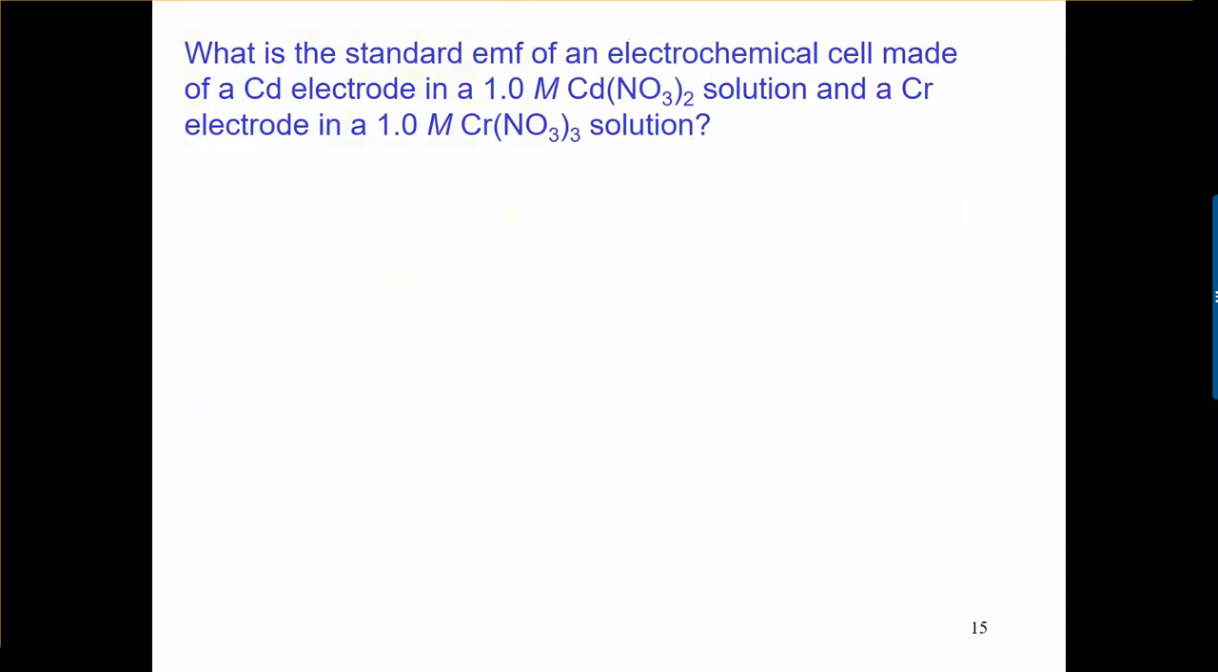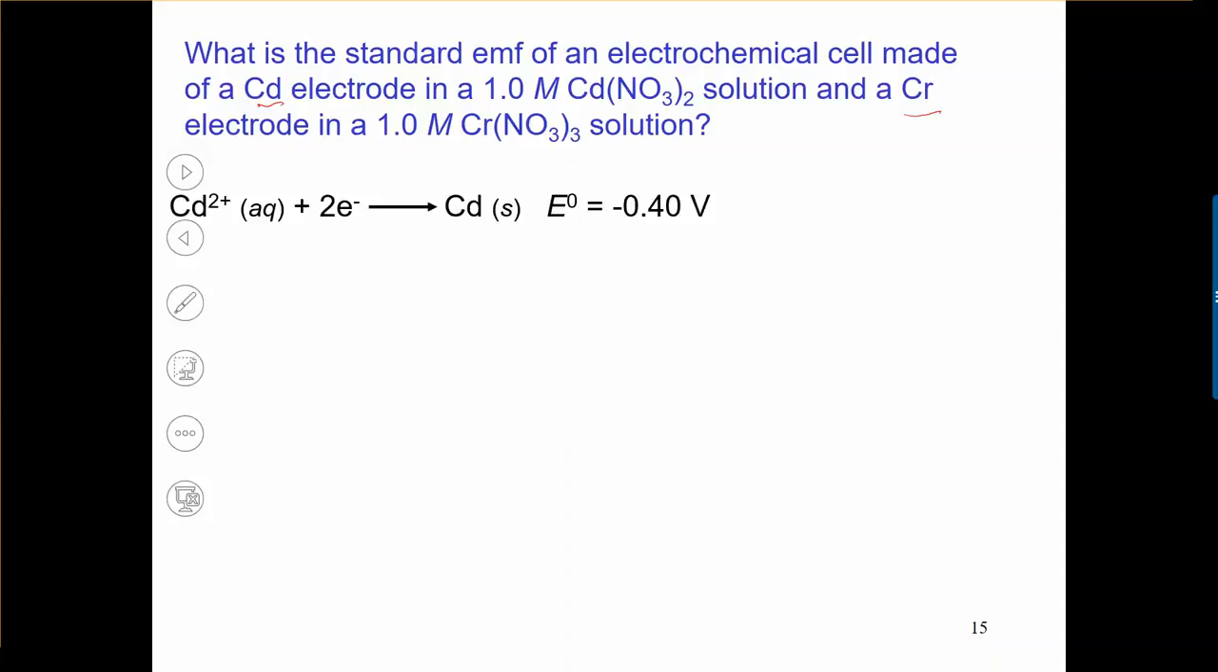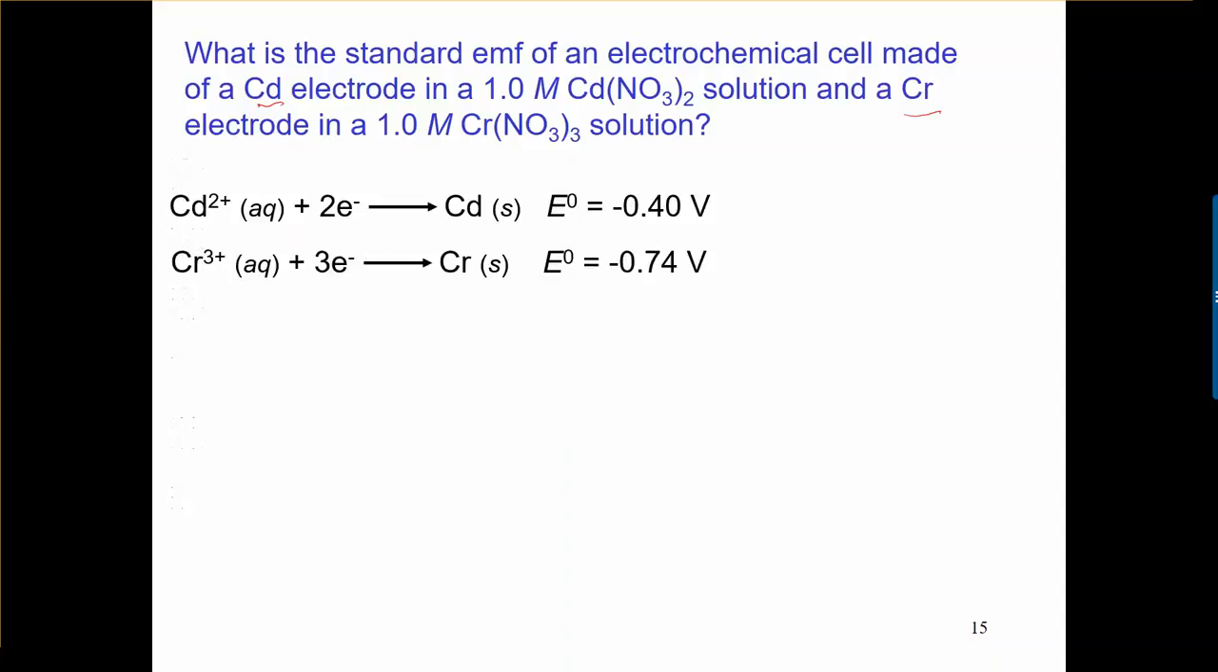What is the standard EMF of an electrochemical cell made of a cadmium electrode and a chromium electrode in aqueous solutions of themselves? So we're going to figure this out. From the chart, we see that Cd2+ plus 2 electrons gives me cadmium at a potential of negative 0.40 volts, and chromium 3+ plus 3 electrons to chromium gives me a voltage potential of negative 0.74 volts.